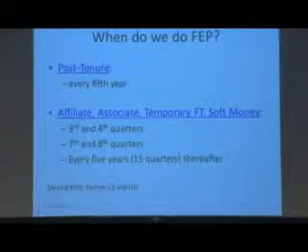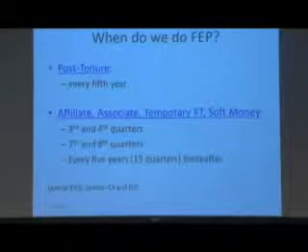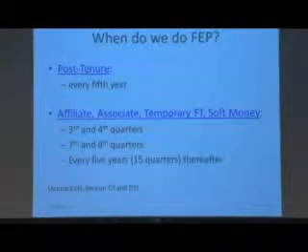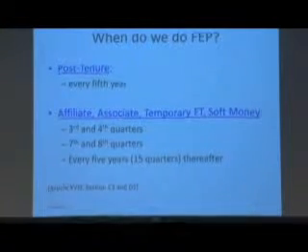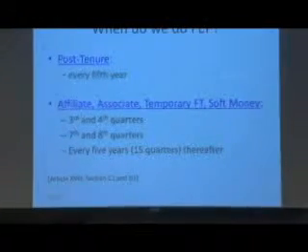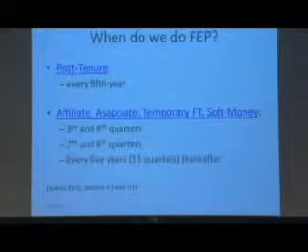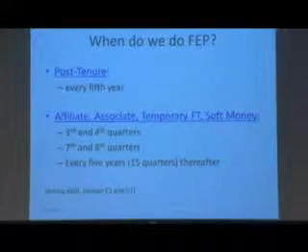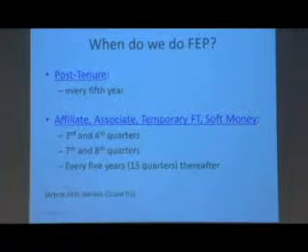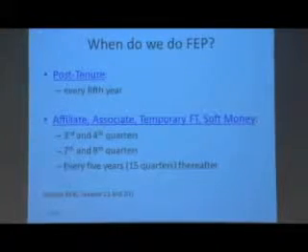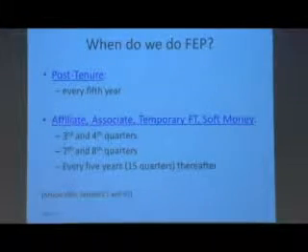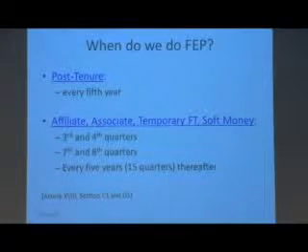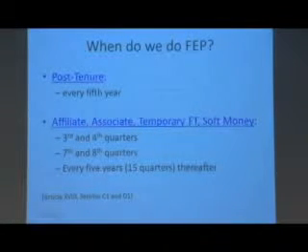For affiliate, associate, temporary, full-time, and soft money, you're evaluated in the 3rd and 4th quarters as far as the actual FEP process, the full-blown process. We'll talk about that in a moment because it's a little confusing, admittedly, the way it's portrayed in the contract. Your 7th and 8th quarters, and then every 5 years or 15 quarters thereafter.